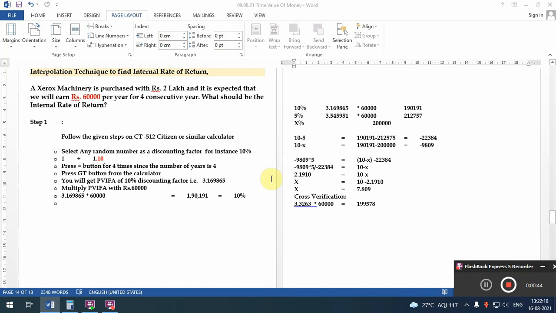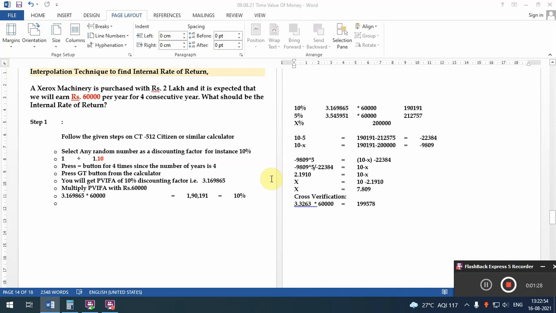To understand how to apply the interpolation technique, we have taken one very simple question in which we have purchased a Xerox machinery by spending rupees 2 lakh. And by using this Xerox machinery, we are going to earn 60,000 rupees for 4 consecutive years. Now, in order to bring simplicity, we are ignoring the impact of depreciation as well as taxation, and also the operational expenses. Now here, what would be the internal rate of return?